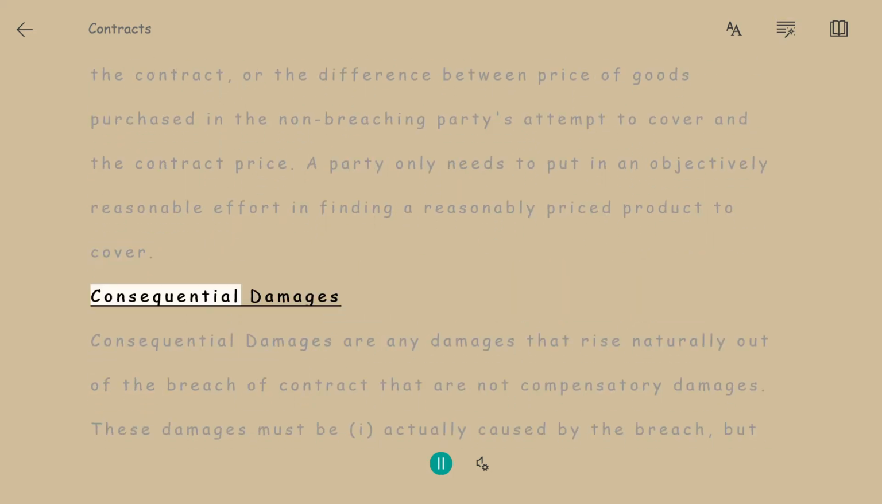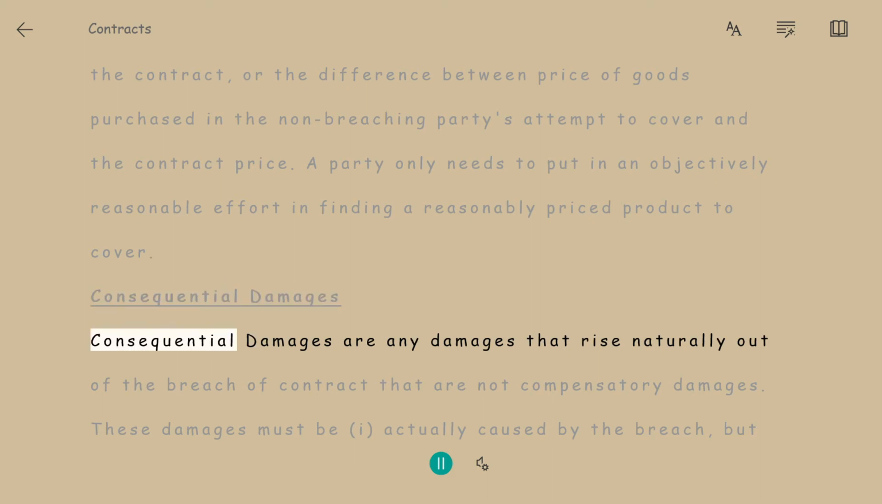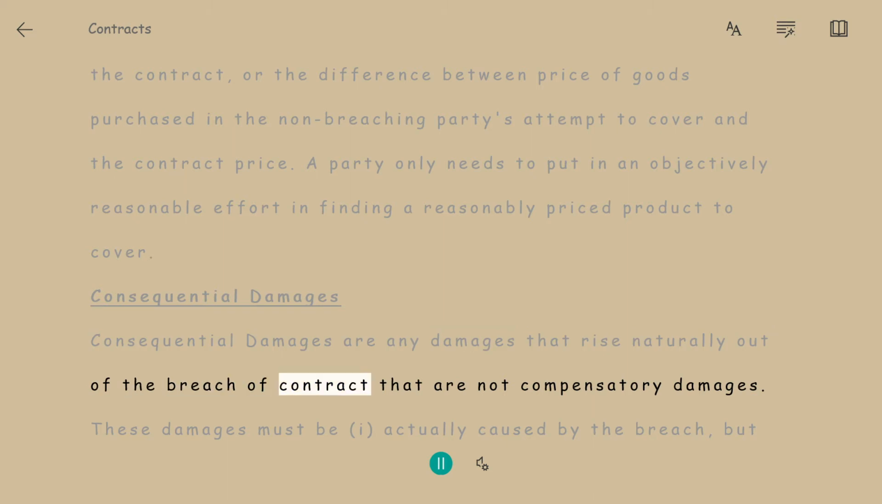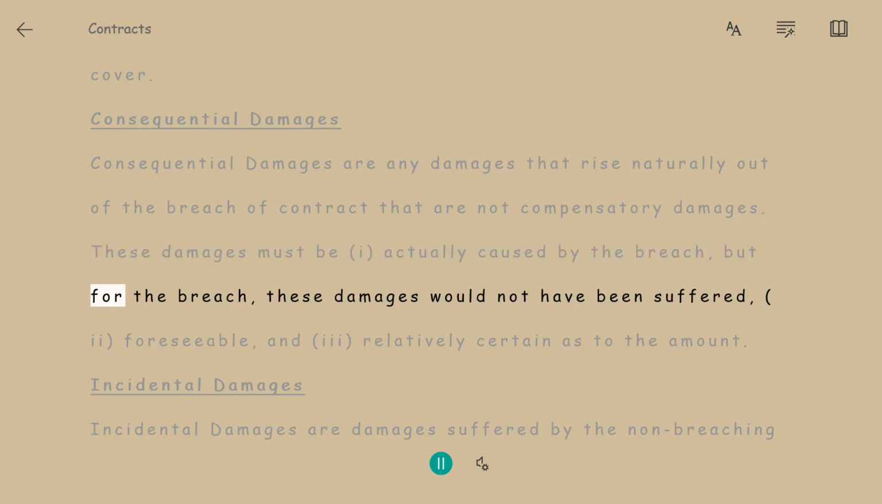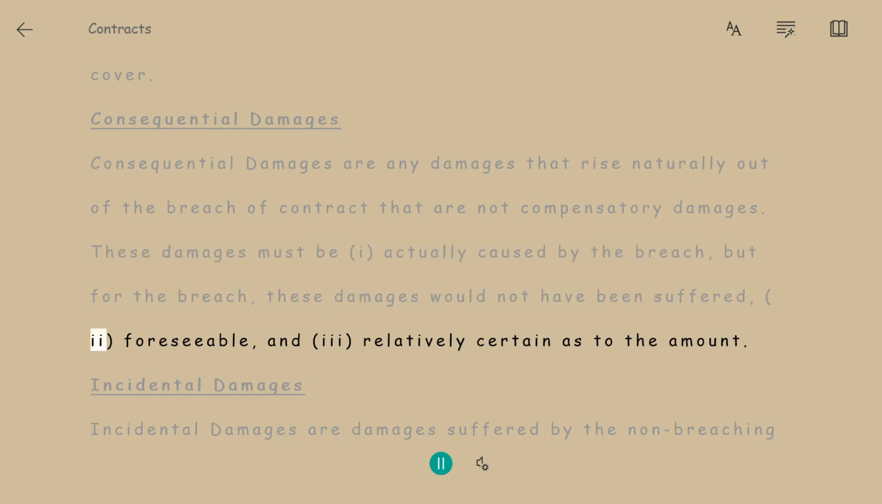Consequential damages. Consequential damages are any damages that arise naturally out of the breach of contract that are not compensatory damages. These damages must be 1. actually caused by the breach, but for the breach, these damages would not have been suffered, 2. foreseeable, and 3. relatively certain as to the amount.